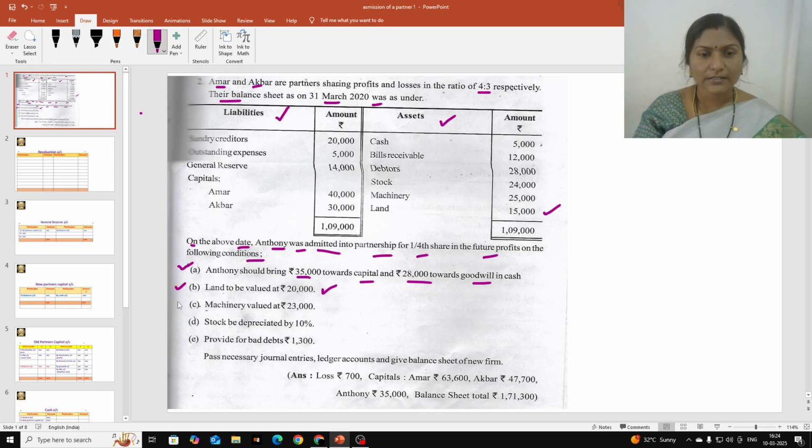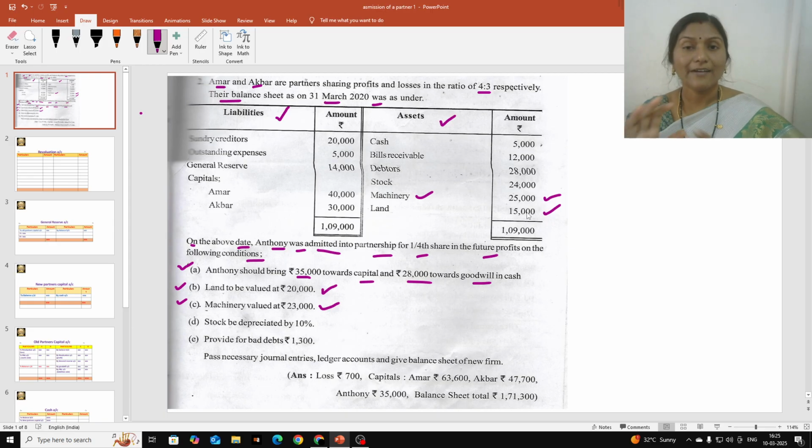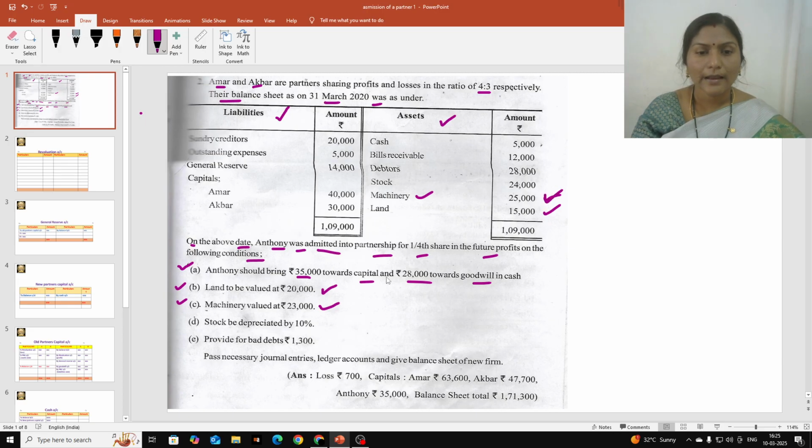Next, machinery. C point is machinery. Machinery is valued at 23,000, so the present value of machinery is 23,000. Let us check with the old value. The old value of machinery is 25,000. The present value is 23,000, students, and the old value is 25,000. The value given in the balance sheet is the old value, and we should see the value given down in the information. Old is 25,000, new value is 23,000, so you can notice the difference. The asset value came down, decreasing. So we should record that 2,000 rupees decrease in the revaluation account on the debit side.